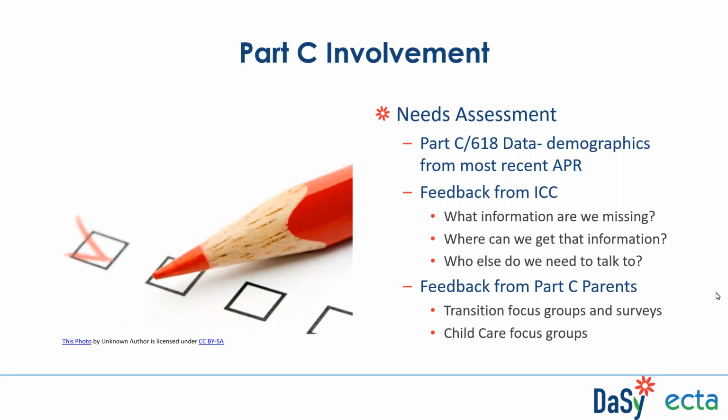But our contractors were requesting data for Part C. What we used were those 618 tables, or the child count tables that Grace mentioned. They requested demographic data. They wanted to know by race and ethnicity, and by age, what the Part C population looked like.